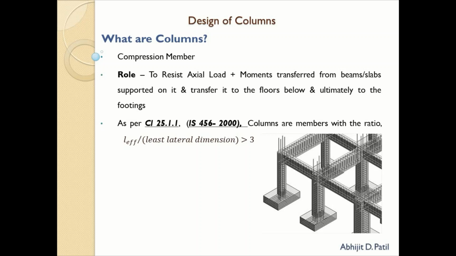So what if this ratio is less than 3? That member is called a pedestal. Pedestals are mostly, you will see, for industrial buildings where the columns are in structural steel, and up to plinth the concrete elements are taken, and these are generally pedestals.